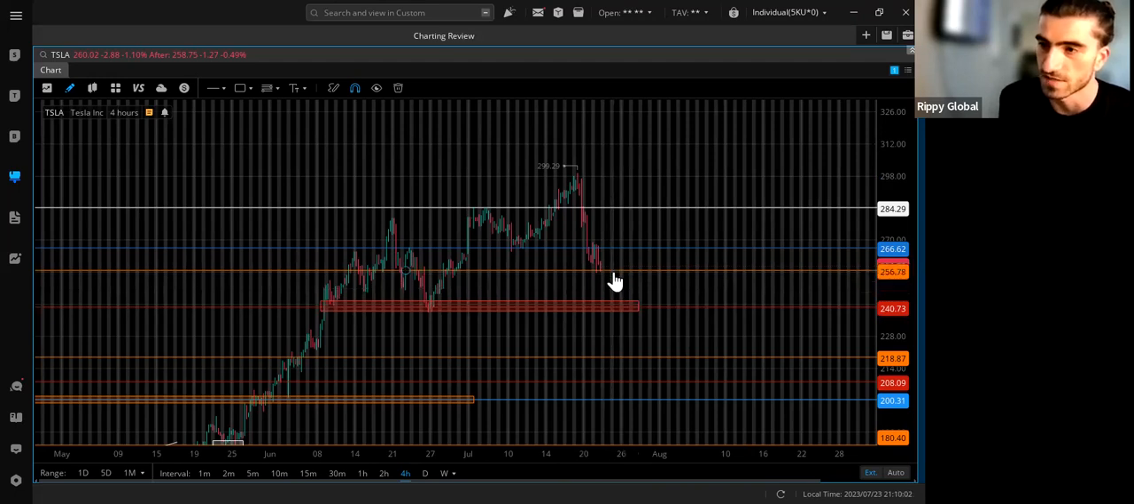If 256 a share, 257 holds, we have a slight rejection at 266. If 266 can break on the upside, we should fill the gap once again back up to 284 before pushing higher on Tesla.